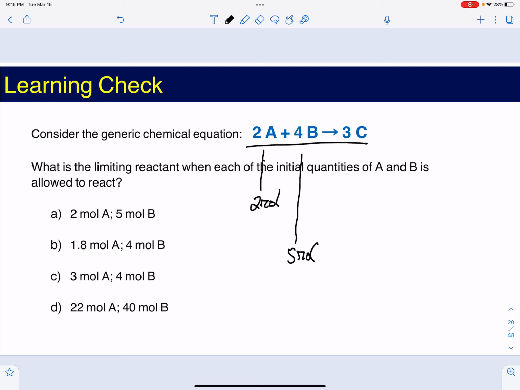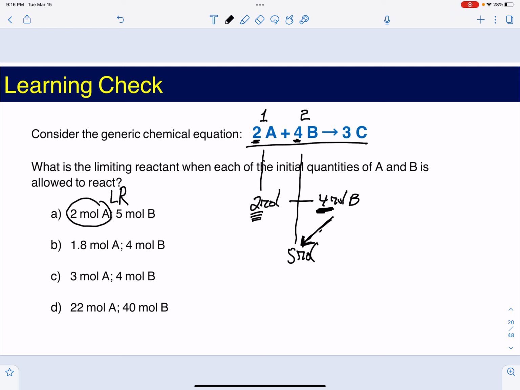Well, one way to do this is, for every one of these, you're going to need twice as much of this. So you're going to need twice as much of B. So if you have 2 moles of A, you're going to need 4 moles of B. You have 5 moles, so you have more than enough. You only need 4, you have 5, so that one is in excess, which means A is going to be your limiting reactant.